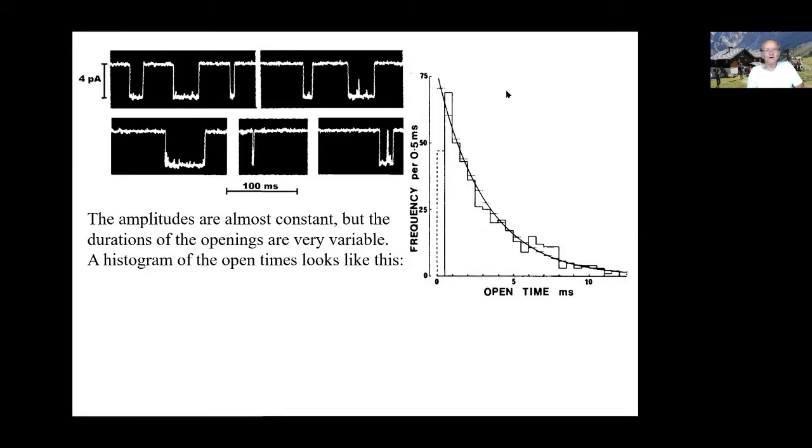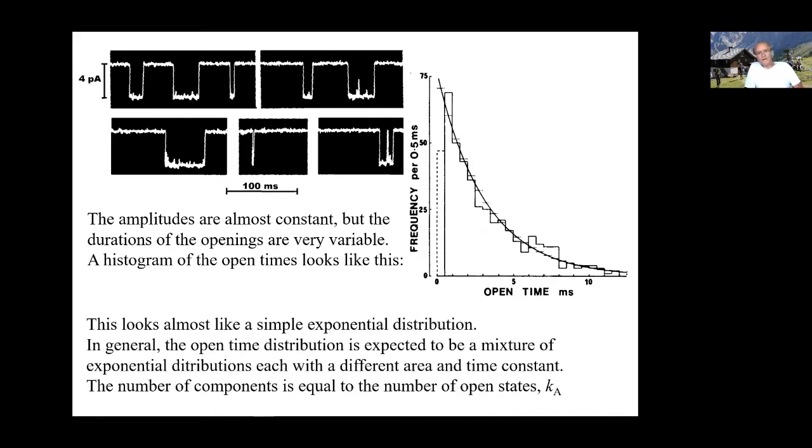We saw several times already, I think, this picture of variable open times, often with interruptions, with constant amplitude. And we looked at the distribution of the open times. It looked more or less like this. That's an early experimental example. It's more or less exponential in shape. Well, we shall see soon that in general, the distribution of open times should be a mixture of Ka exponentials, where Ka is the number of open states.